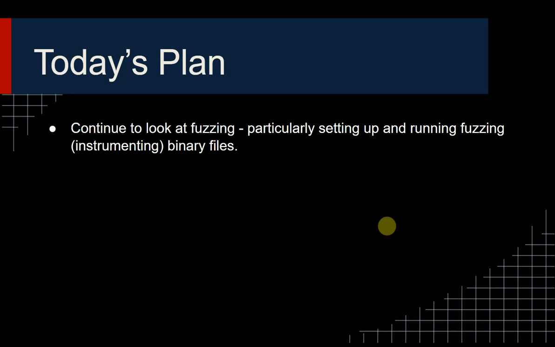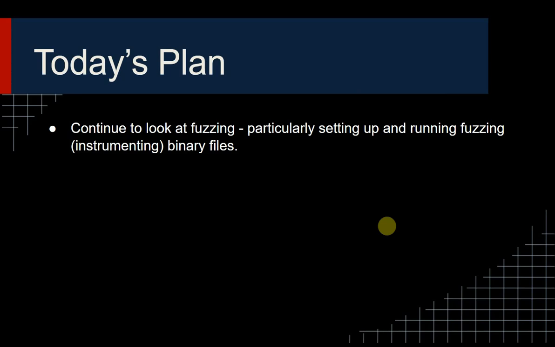Now we're going to go through the process of compiling from source code, and in the compilation process we're going to add some things to the binary file, called instrumenting, that will be useful for testing out for vulnerabilities later on.